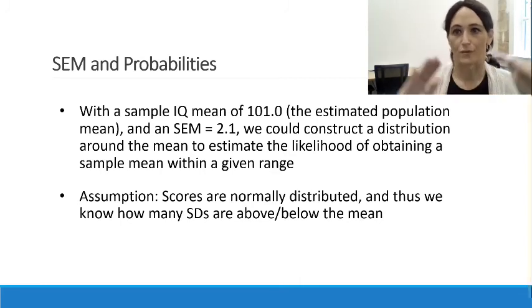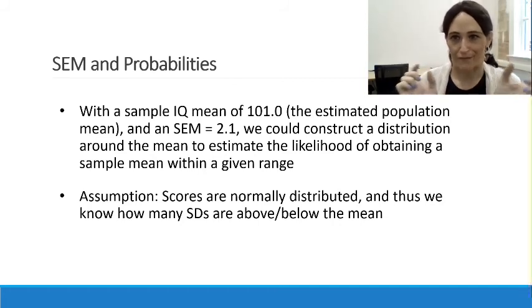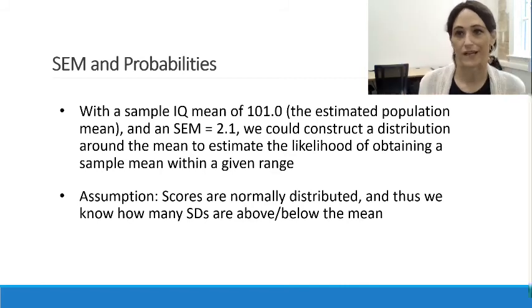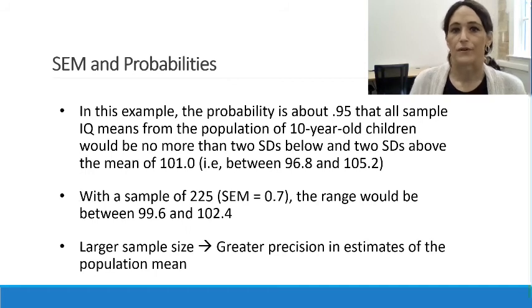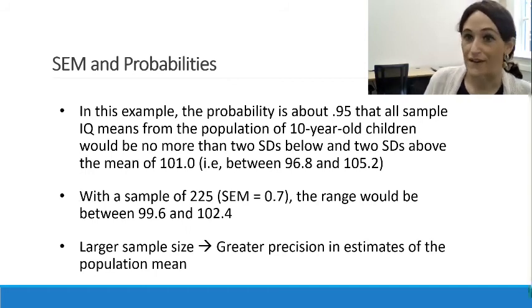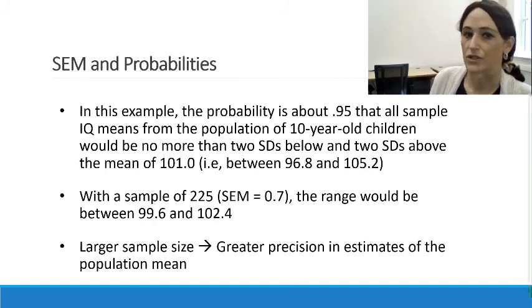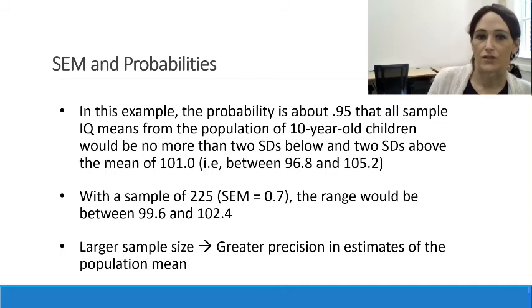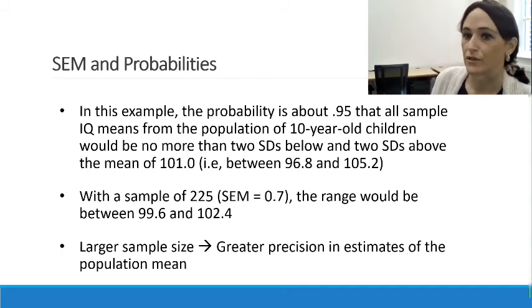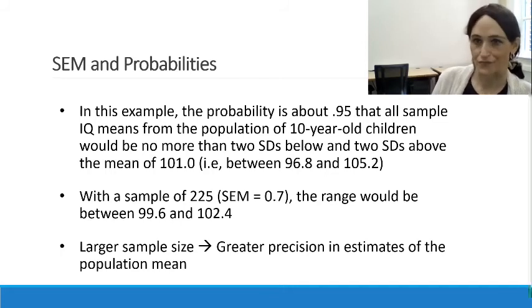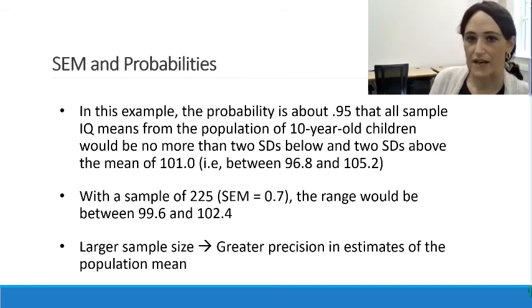Okay, so how many values, if we know that the standard error of the mean is 2.1, if we construct a normal distribution curve around that, we can then say where 95% of the values are likely to fall and what's going to fall outside that range. Okay, so once we know that, we can calculate that. So in this sample, the probability is about 0.95 or 95% that all sample IQ means for the population of 10-year-old children would be no more than 2 standard deviations below and 2 standard deviations above the mean. That would give us values of 96.8 and 105.2.